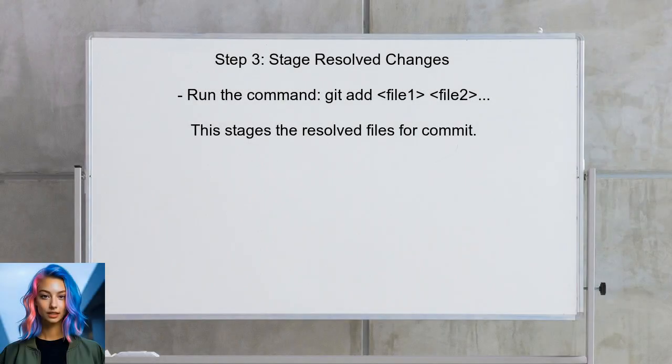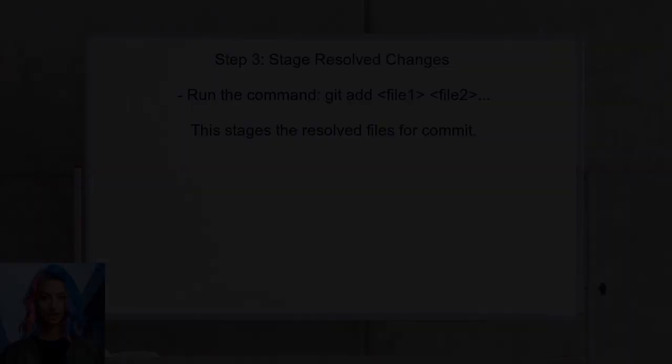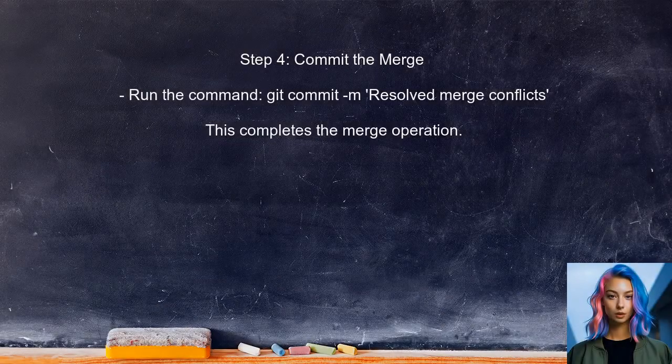Once all conflicts are resolved, the user should stage the changes. This can be done by using the command to add the resolved files to the staging area. Finally, the user can complete the merge operation by committing the changes. This is done by running the commit command, which finalizes the merge.